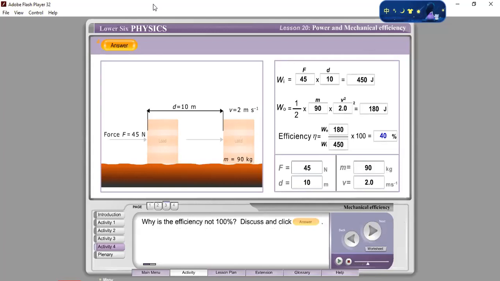Discuss and click. Answer: any transformation of energy is not 100% efficient due to heat dissipation. So this means that the energy is generally lost as heat because of the friction, because of the rough surface, because of the air friction, and so on.